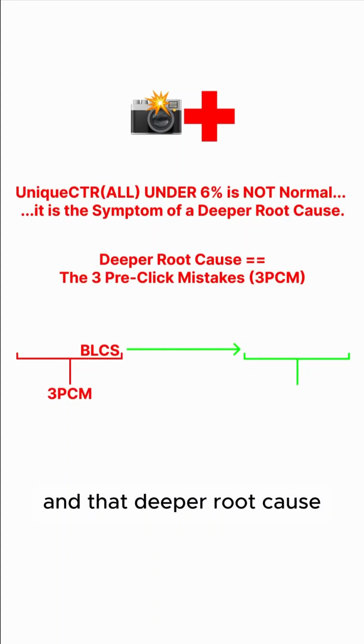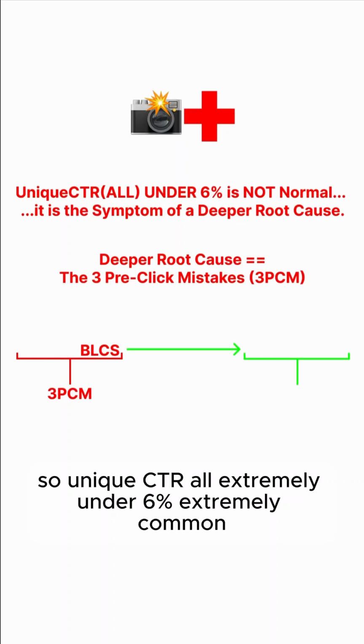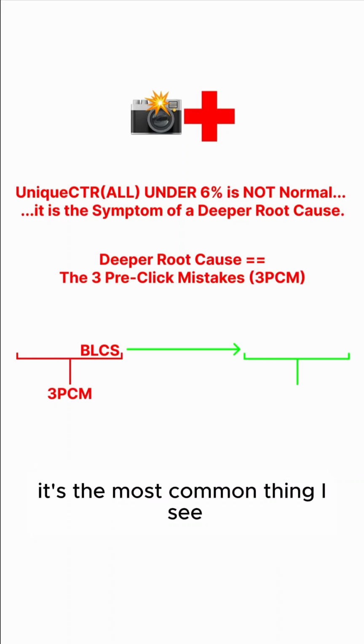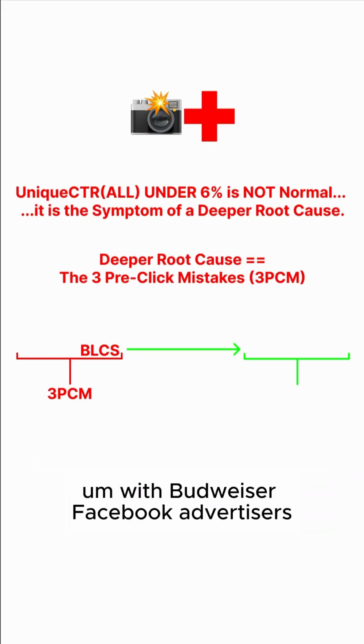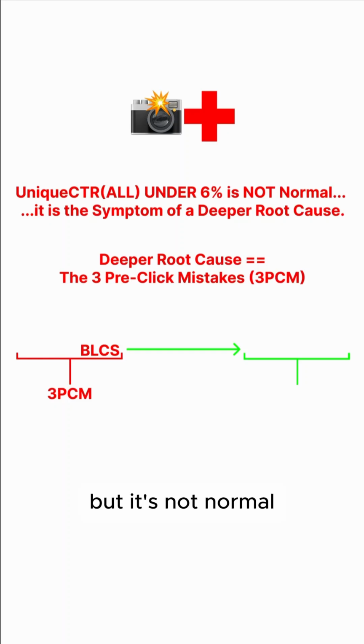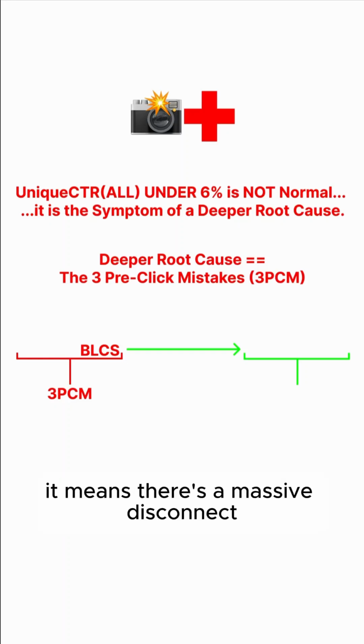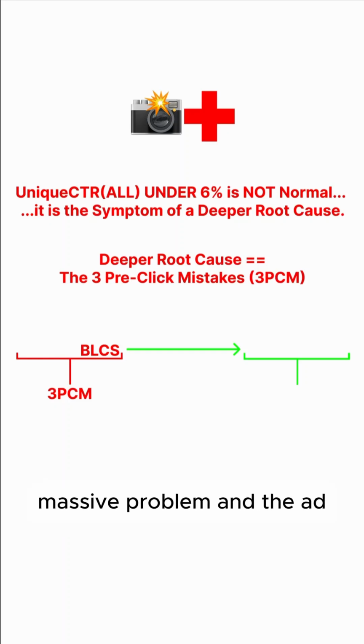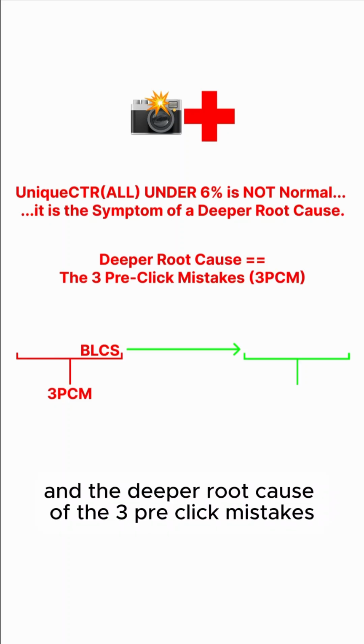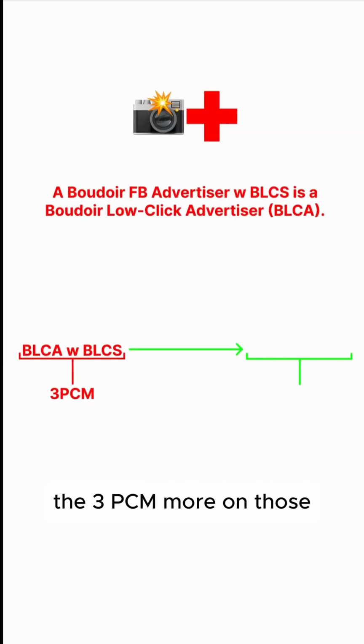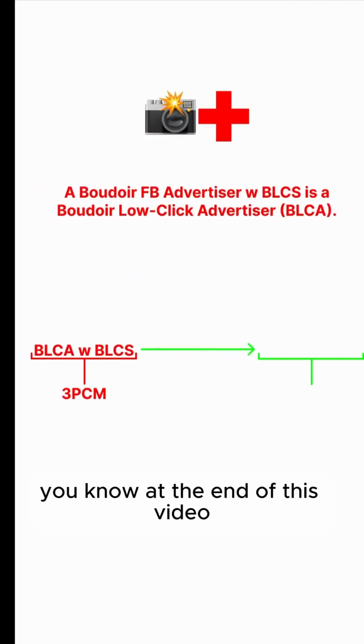And that deeper root cause are the 3 pre-click mistakes. So unique CTR all extremely under 6% is extremely common. It's the most common thing I see with Boudoir Facebook advertisers. But it's not normal. It means there's a massive disconnect, a massive problem in the ad. And the deeper root cause are the 3 pre-click mistakes, the 3 PCM. More on those at the end of this video.